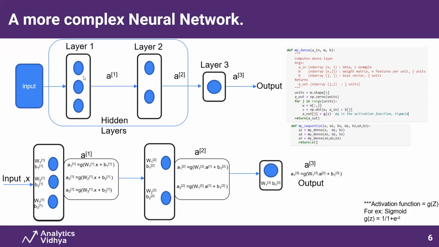So let's say in layer one we have three neurons. And like I told you earlier, each neuron has some properties associated with it. In neural networks, we call them parameters. So let's say each neuron has the parameters weights and biases, W and B.